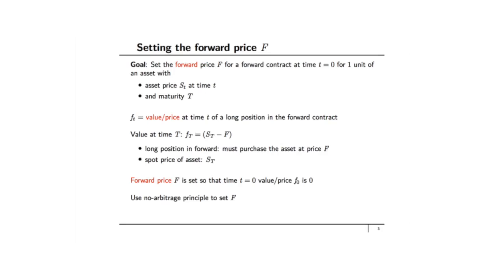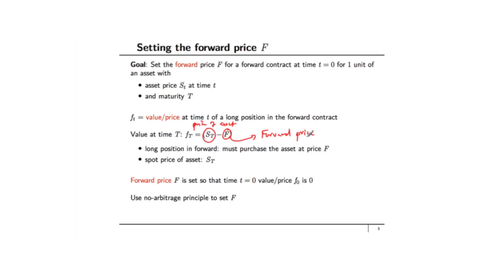Our goal in this set of slides is to set the forward price, capital F, for a forward contract at time t equal to 0 for 1 unit of an asset with asset price S_t at time t and maturity of capital T. Let little f_t denote the price or the value at time little t for a long position in the forward contract. The value of the forward contract at time capital T is known. f_T is going to be the price of the asset at time capital T, S_T, minus the forward price, F.